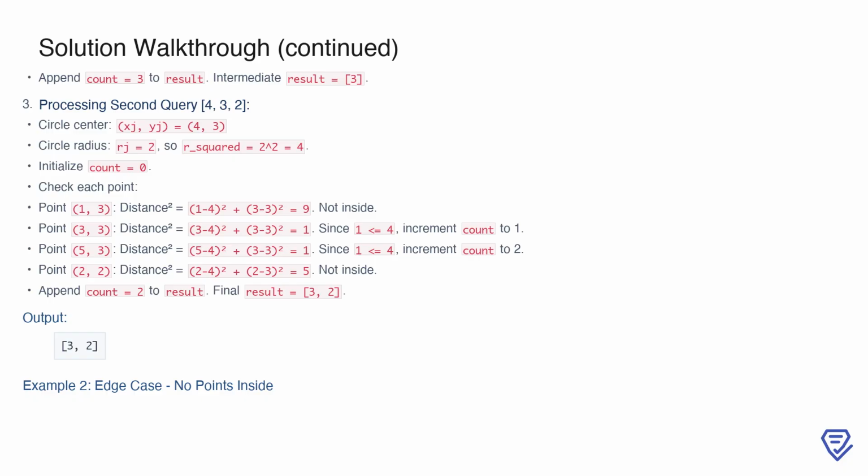The third point, (5, 3), also has a squared distance of 1 and is inside the circle. However, the fourth point, (2, 2), with a squared distance of 5, lies outside. This leaves us with a count of 2 points inside this circle. We append this count to result, giving a final output of [3, 2] for this example.